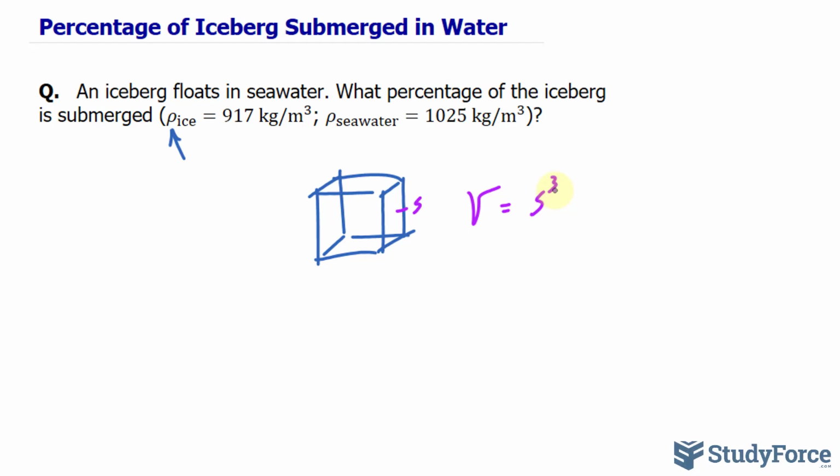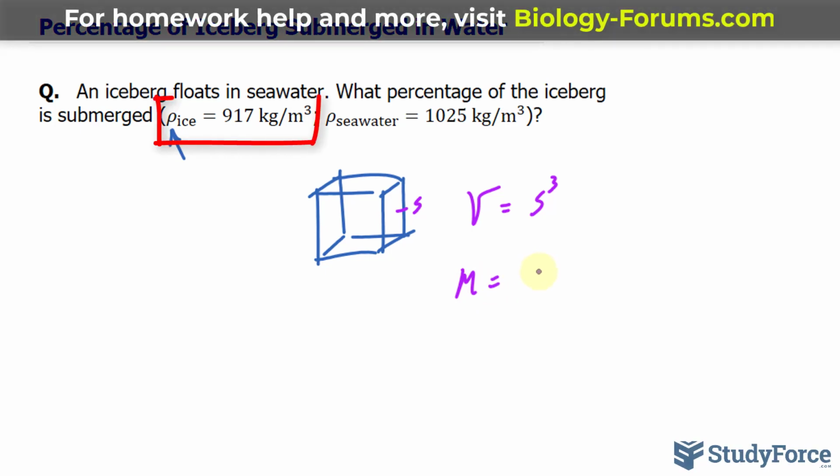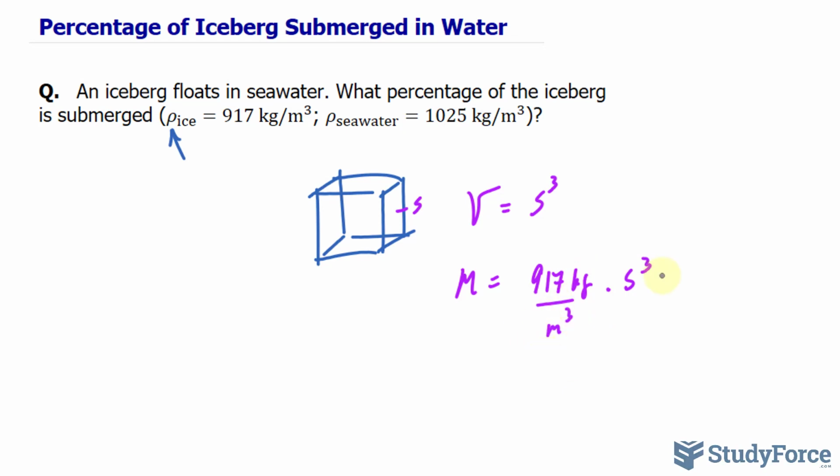To find the mass of this cube, we can take the density, which is 917 kilograms per meter cubed, and multiply it by the volume, being s to the power of 3. The reason why that works is because s to the power of 3 has the units meters cubed, and density has the units kilograms per meter cubed, so their units would cancel out, giving you the mass. So not only do we have an expression for the volume, we also have the mass of this cube being 917 kilograms times whatever s is to the power of 3.